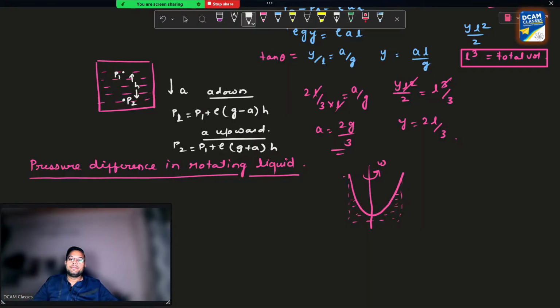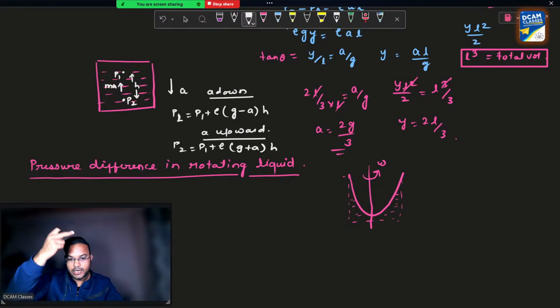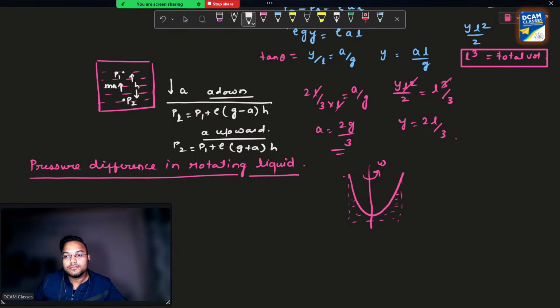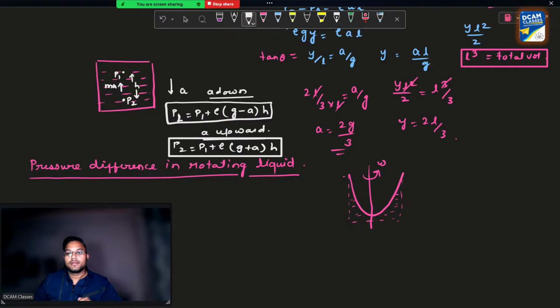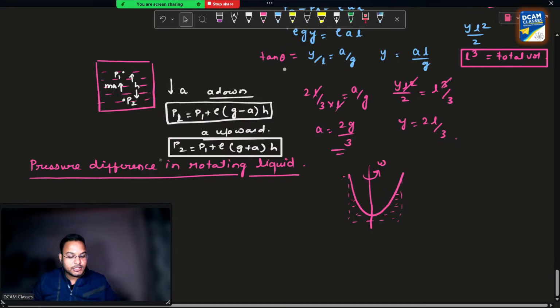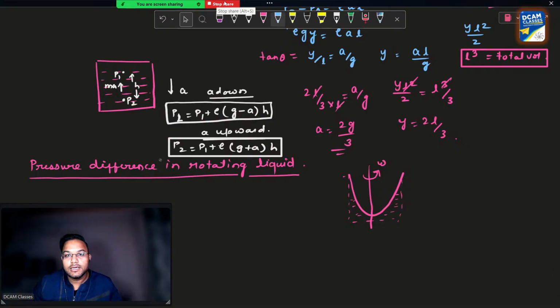Why does it happen? Because in that case you will have to apply the pseudo force ma to make it stationary, and when you are making the free body diagram, ma will act upwards. That's why you get this relation. When the container is accelerating downwards, this relation. When the container is accelerating upwards, this relation. Okay, this much. Rest, if I get the question, I'll give you in the next class. Let's end it now.